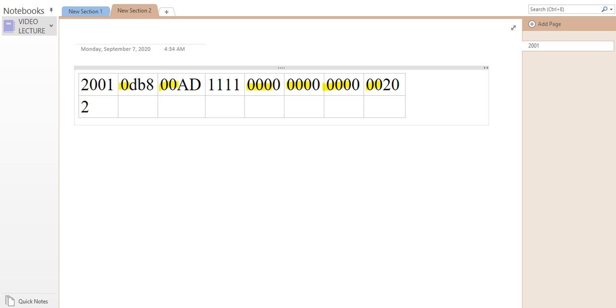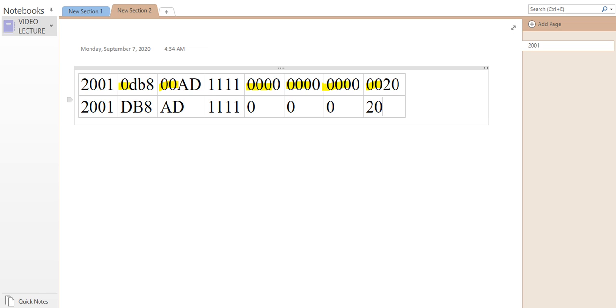Now I'm gonna have 2001, alright, DB8 because I've removed that one, AD, okay, the 1111 will remain because there is no leading zero, and here there is 0 only, 0, 0 and 20. So I've omitted all these leading zeros right from here, and I'm left with this one. But I want to reduce this address a little shorter than that.